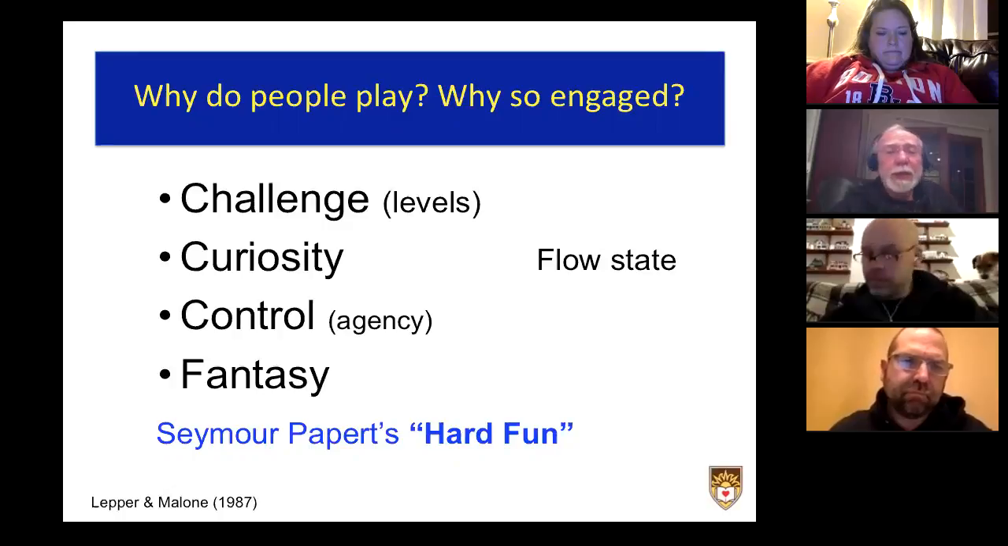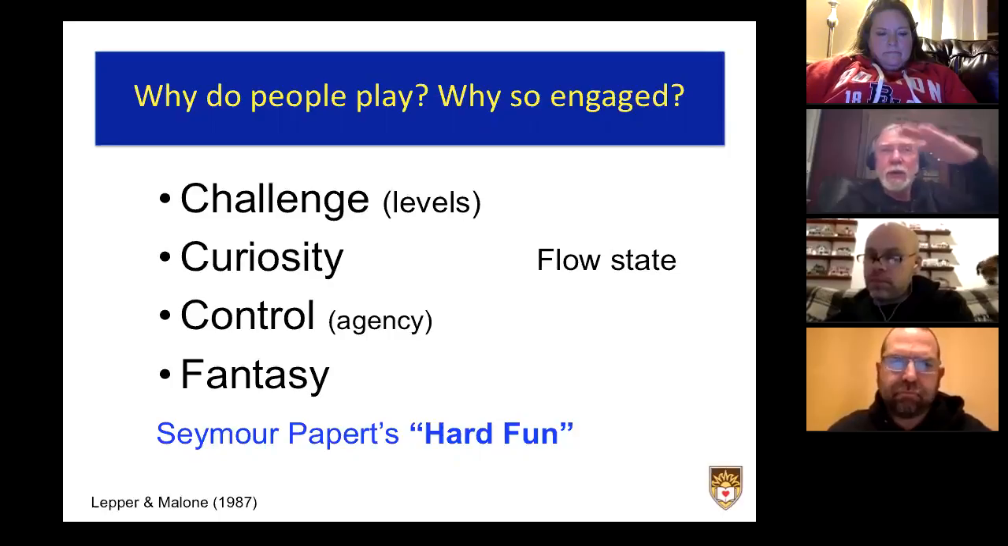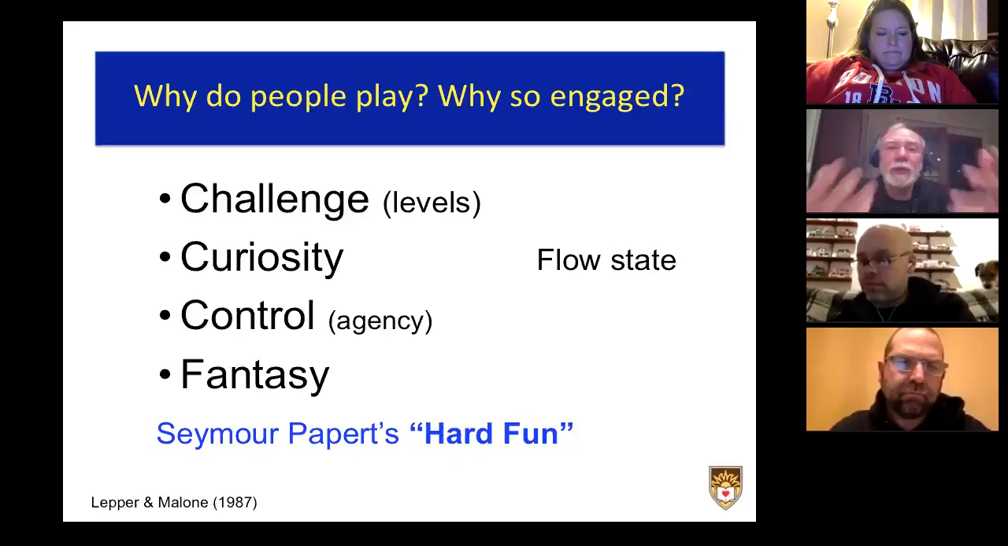Curiosity. Can I solve this problem? What's around this corner? What's in the next level? We start a new chapter in a textbook by saying, here are all the things you'll do. We take away that curiosity, that discovery. And then control. That's student agency. That means the student is in greater control or is in as much control as possible.